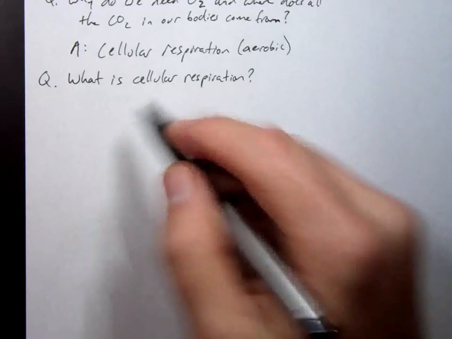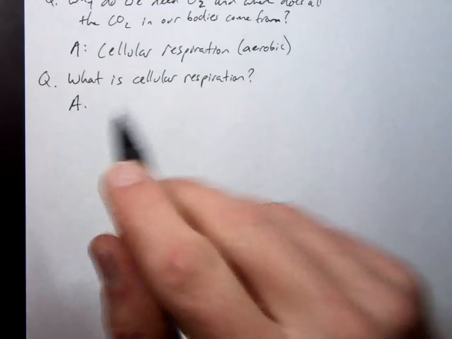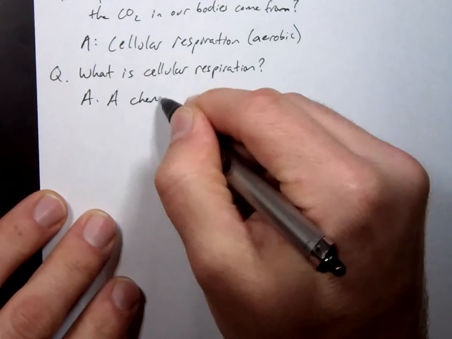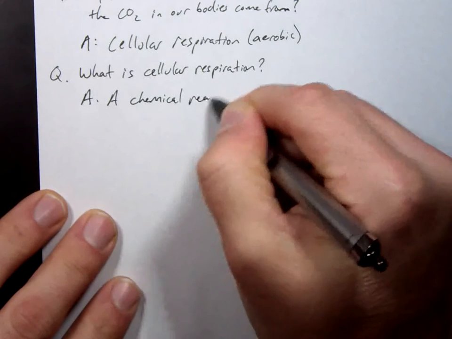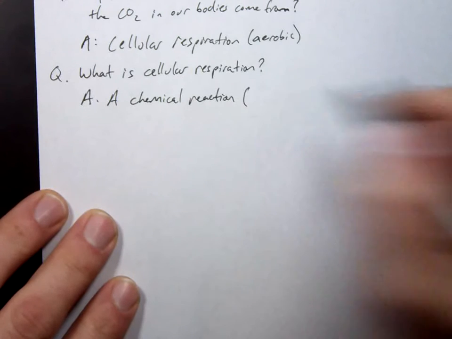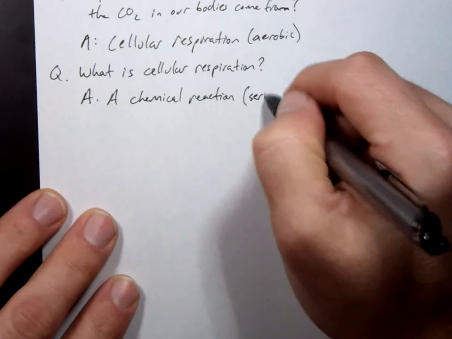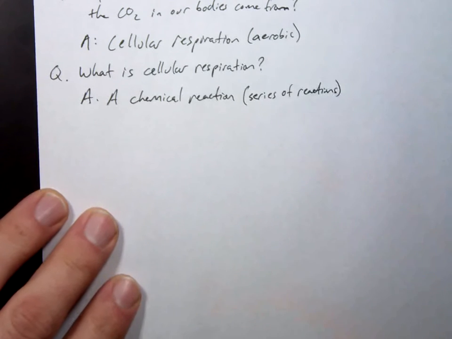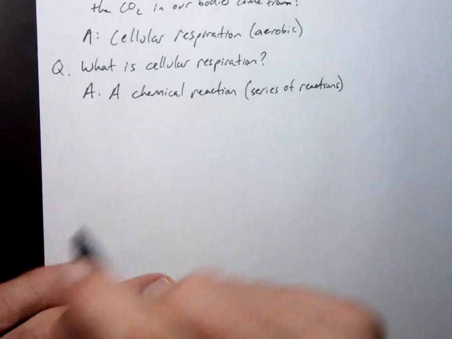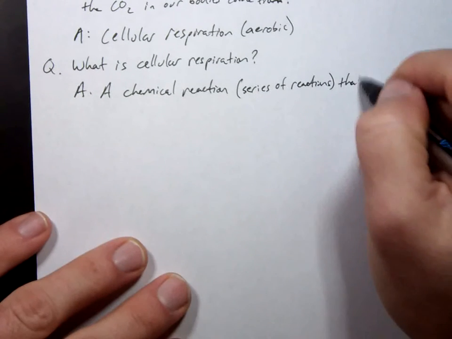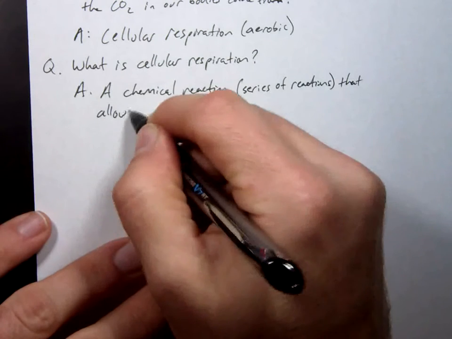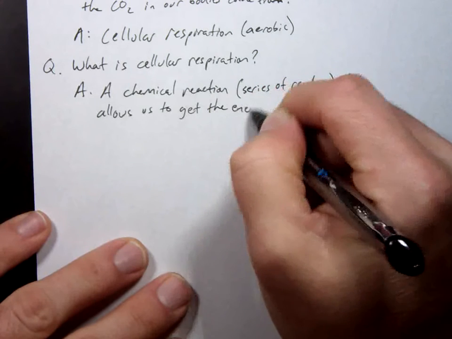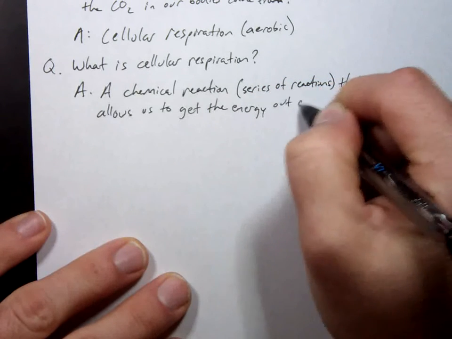And answer. Chemical reaction. Actually, in reality, a series of chemical reactions. Actually, a whole bunch of them. That allows us to get the energy out of what we eat.